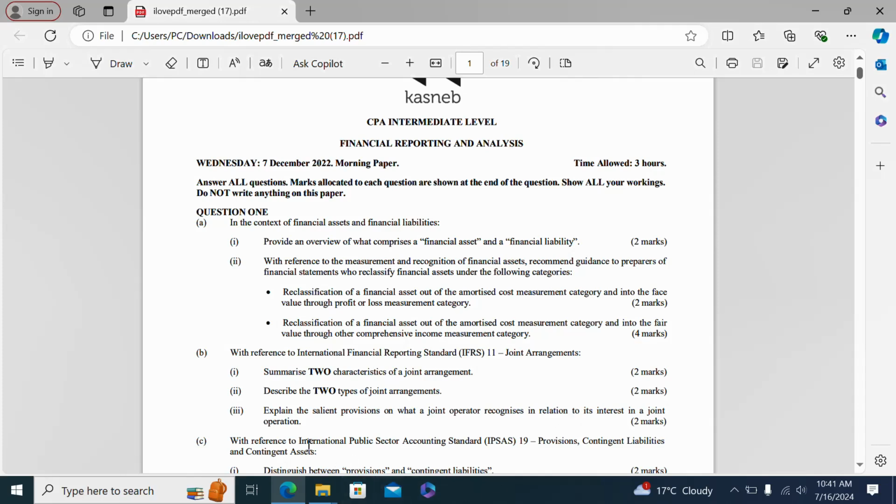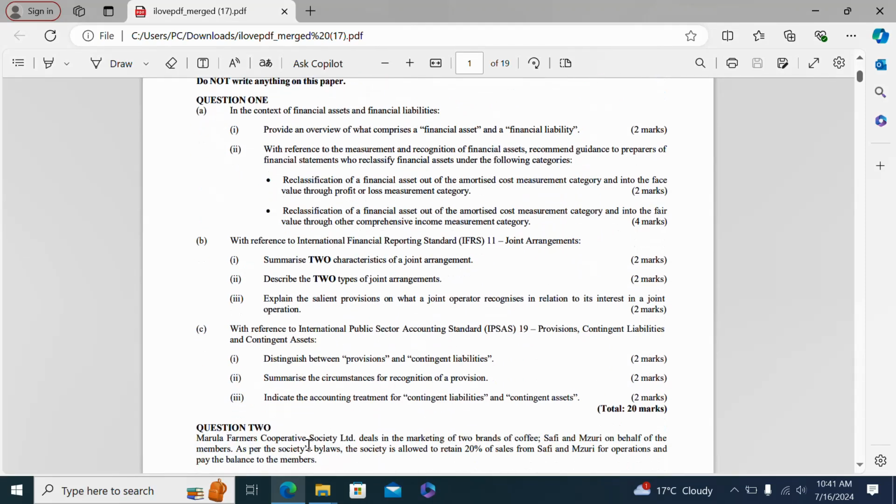With reference to International Public Sector Accounting Standard IPSAS 19, Provisions, Contingent Liabilities and Contingent Assets, distinguish between provisions and contingent liabilities, summarize the circumstances for recognition of a provision, and indicate the accounting treatment for contingent liabilities and contingent assets.